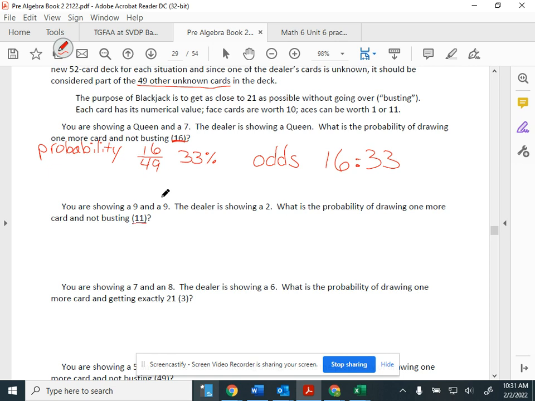Because the dealer's showing the 2. The dealer is showing a 2, so there's only 3 2s left in your deck. So that's why there's an 11. So you have to pay attention to what cards are showing. It would have been 12, but since we already took one of those 2s, now it's only 11. So what's my probability?